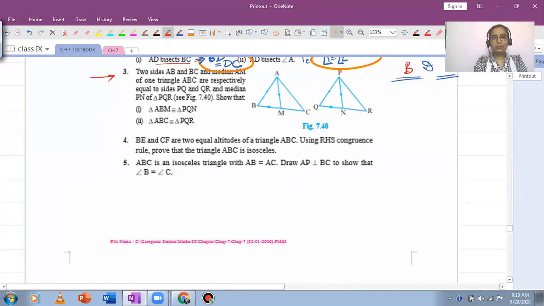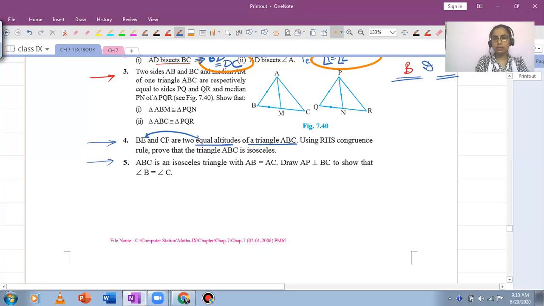The next two questions, question number 4 and question number 5. These are actually two questions which we have already done. In the 4th question, we have a triangle ABC. There are altitudes which are equal. The names of the altitudes are BE and CF. Do you remember the question in which we did this? You have to prove that the triangle is isosceles.